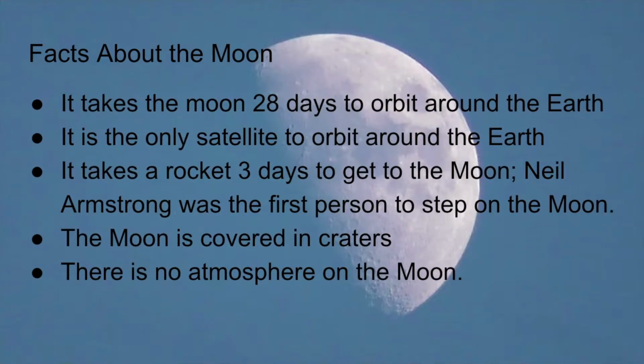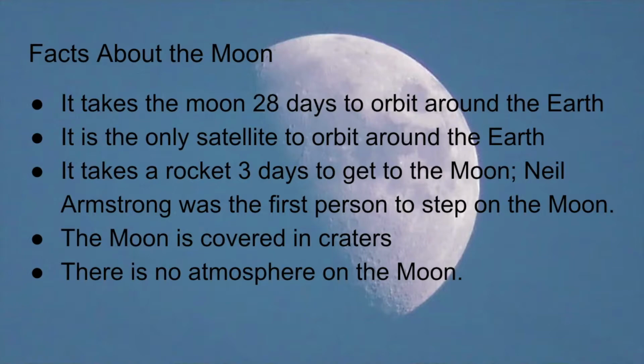Alright, so it takes the moon 28 days to complete its orbit around the Earth, and it is the only satellite that orbits the Earth. It takes a rocket about 3 days to get to the moon from Earth, and Neil Armstrong was actually the first person to step onto the moon. The dark spots in the moon are actually called craters, and on the moon there is no atmosphere.